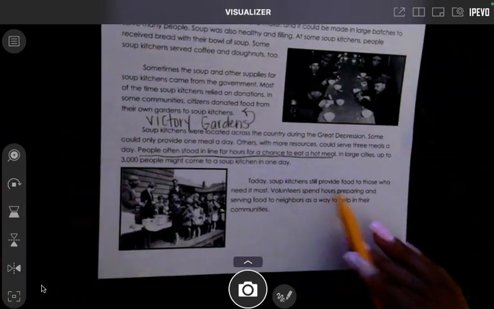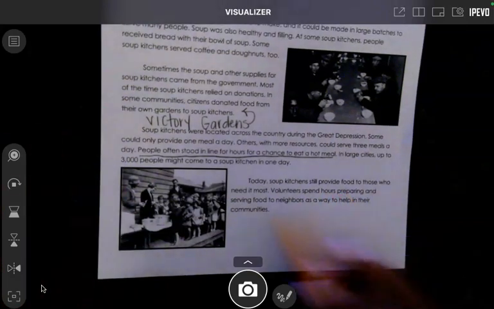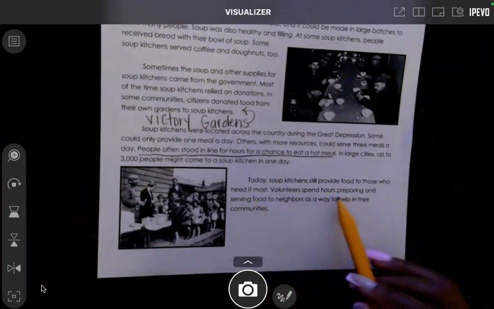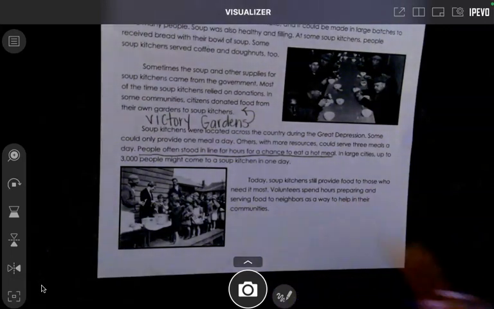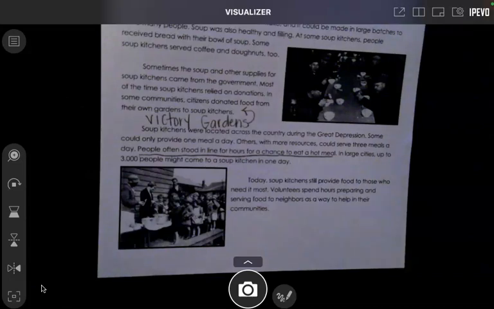Today, soup kitchens are still providing food to those who need it most. Volunteers spend hours preparing and serving food to neighbors as a way to help in their community. So go ahead and fold and glue this.